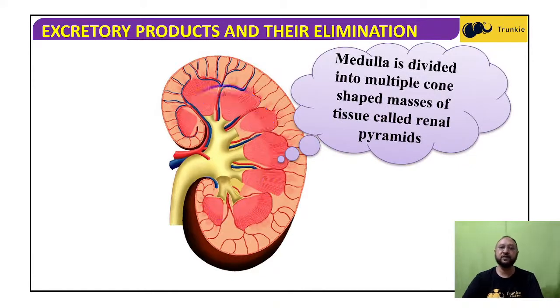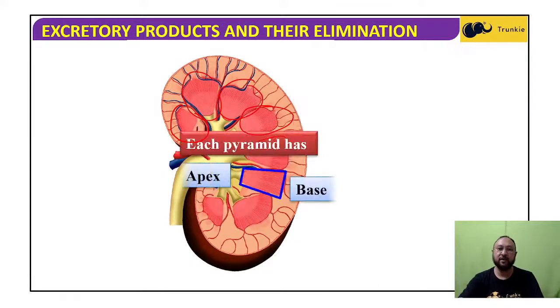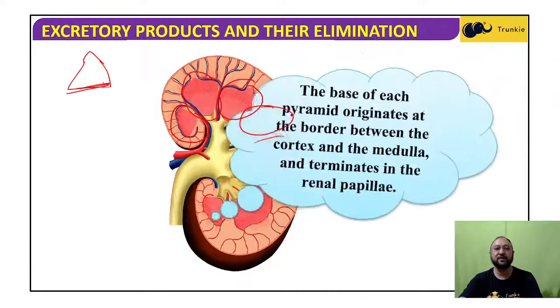The medulla is divided into multiple cone-shaped masses of tissue called renal pyramids. You can see this one, and this one and this one. These are called the renal pyramids. Each pyramid has an apex and a base, just like a pyramid, so here also you find an apex and a base.